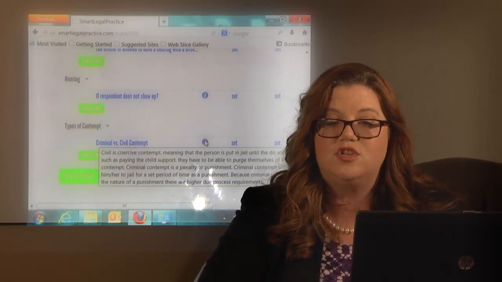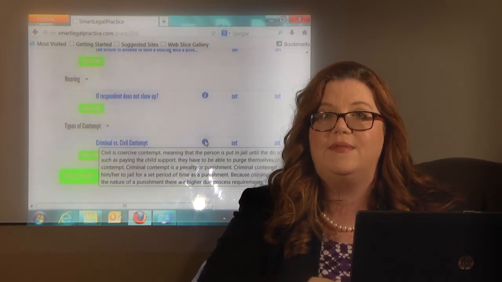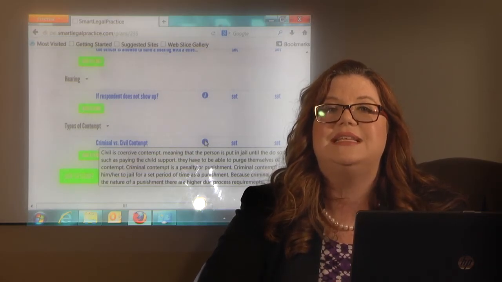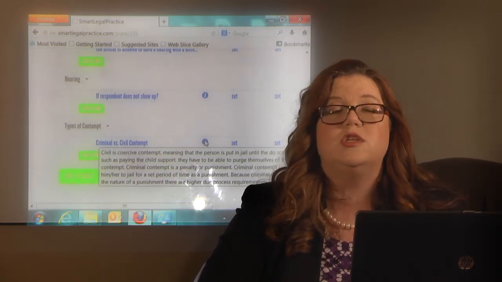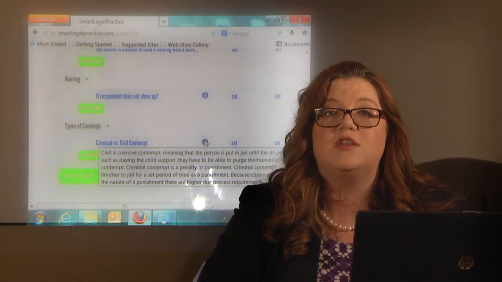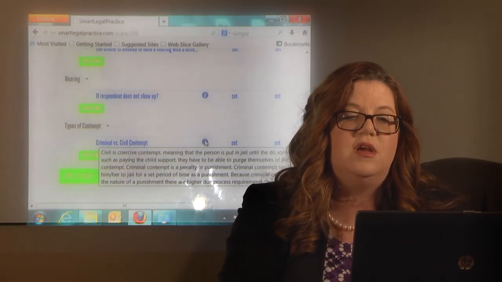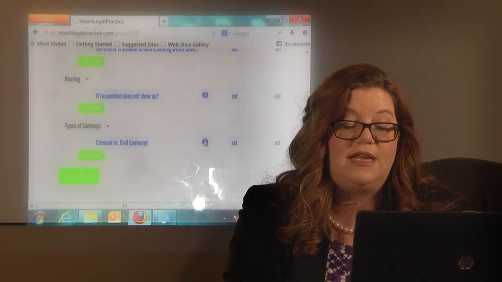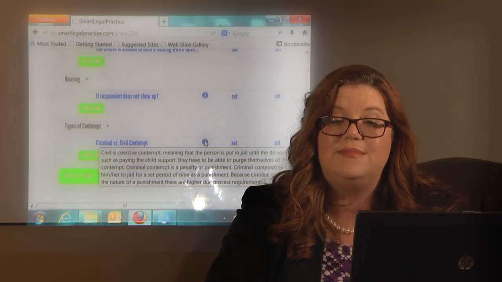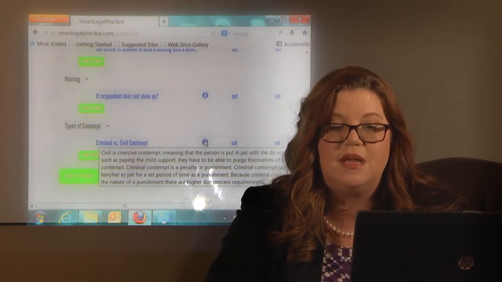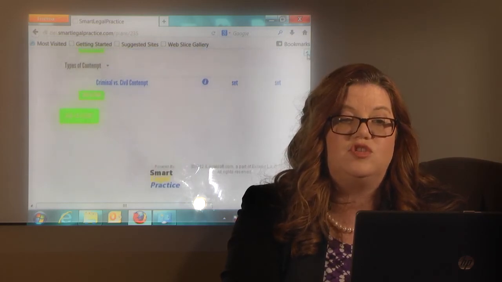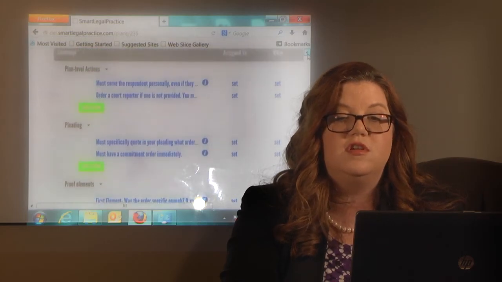So it's not a defined term. It is coercive, trying to get them to do something. The difference between that and criminal contempt is a penalty. We are penalizing the person. So whether they pay the child support or not, they are going to jail for a definitive term because we are punishing them for their bad action. So it could be, you're going to jail for 90 days or something like that. Because criminal contempt is in the nature of a punishment, there are higher due process requirements. So you want to be aware of that as you're preparing for your motion for contempt.